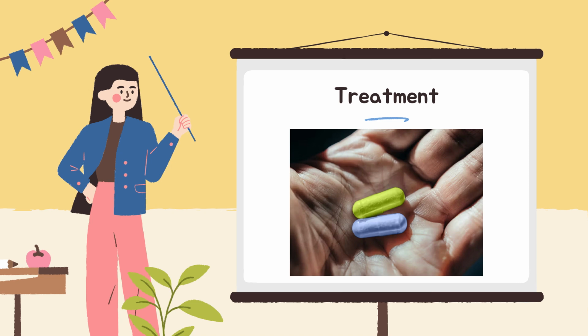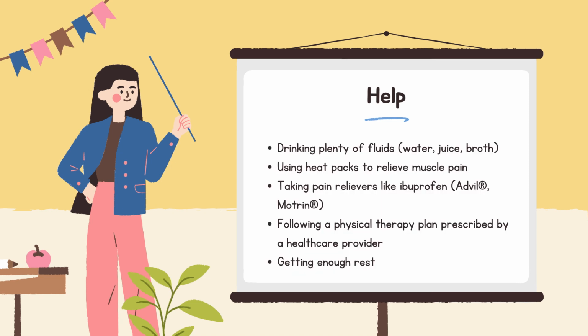How is polio treated? There is no specific medication to cure polio. Treatment focuses on managing symptoms and preventing complications. If polio causes paralysis, physical therapy is essential. In severe cases where breathing muscles are affected, a mechanical ventilator may be needed. Ways to improve symptoms include drinking plenty of fluids, water, juice, broth, using heat packs to relieve muscle pain, taking pain relievers like ibuprofen, Advil, Motrin, following a physical therapy plan prescribed by a healthcare provider, and getting enough rest.